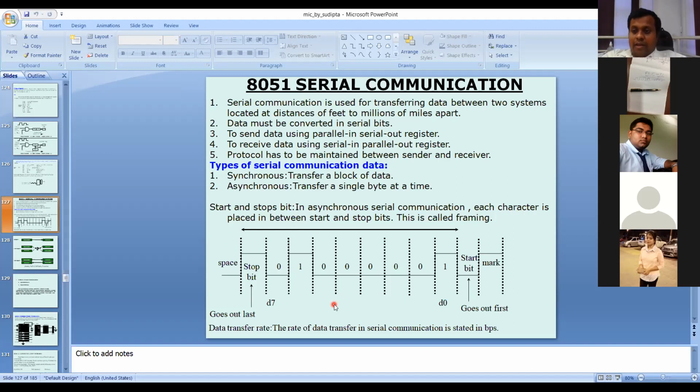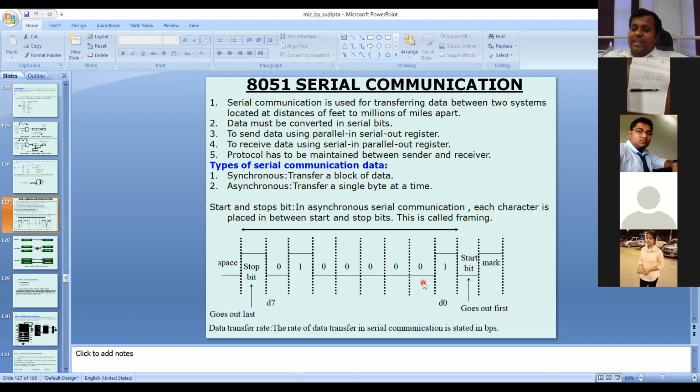In parallel communication, there is no problem. Whenever I am sending the data, you can receive the data. But in serial communication, there is a problem because there is only one line, and in the same line I am sending the other data. I am sending 1, then 0, then 1. So if you are able to receive this 1, and I am sending the 0, it will be overlapped with each other.